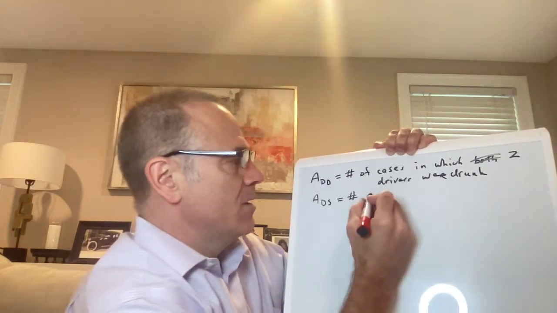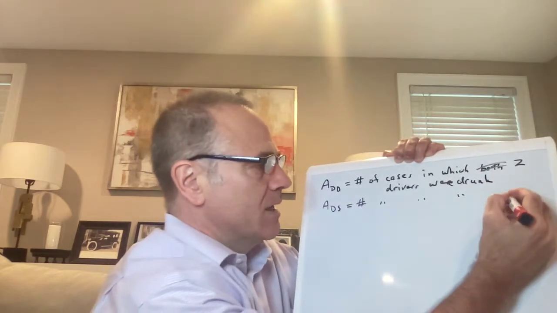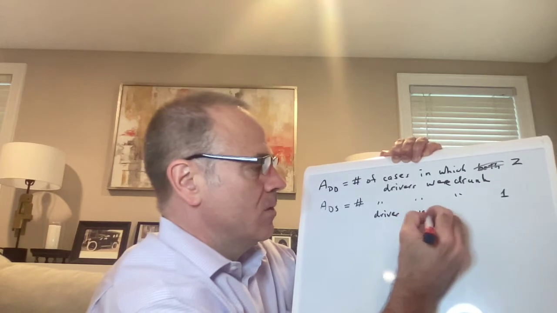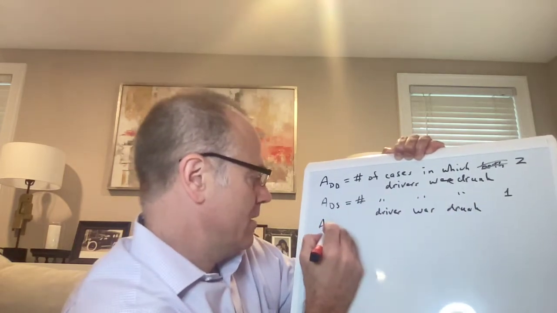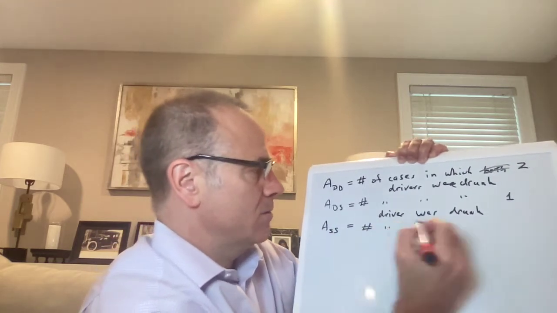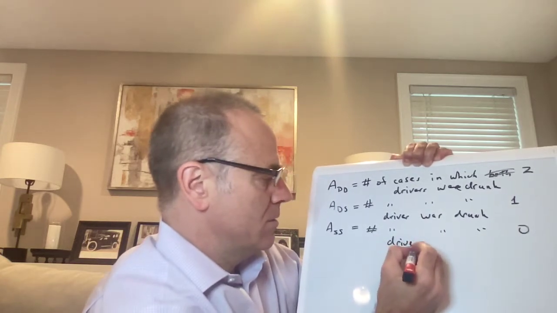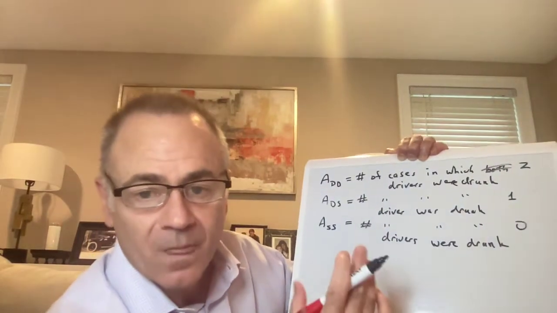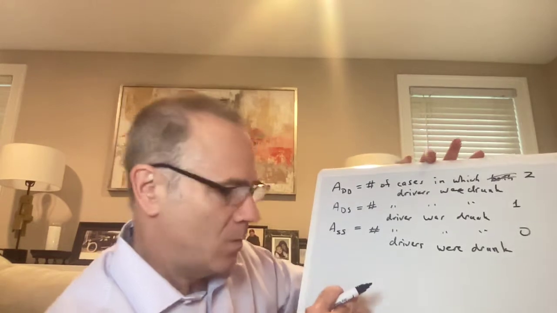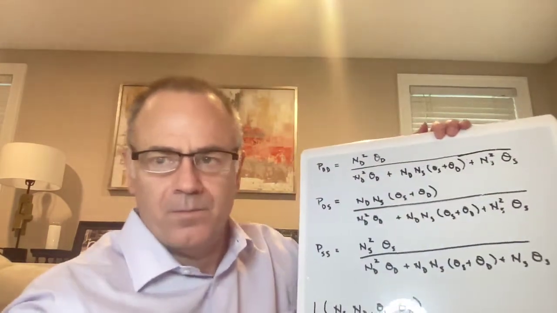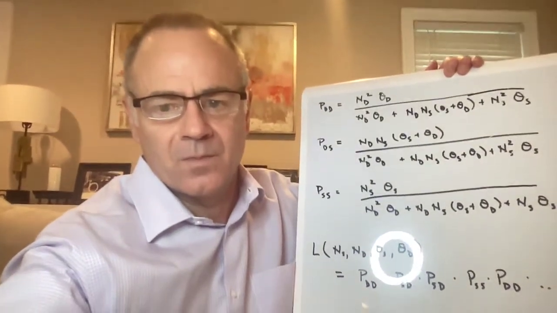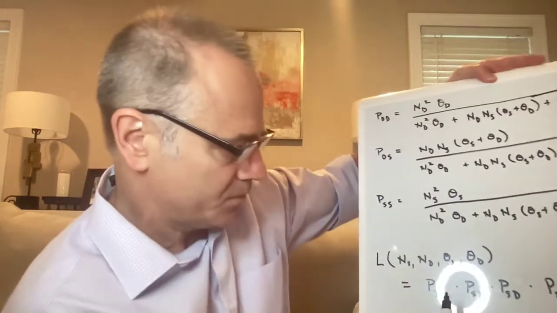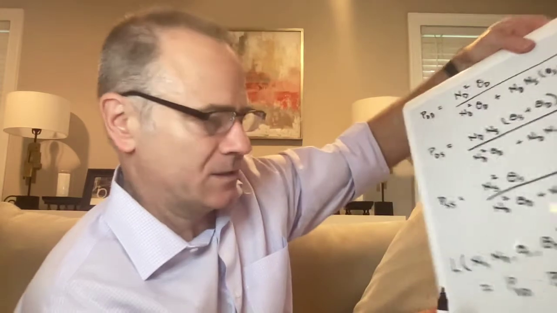A sub DS equals the number of accidents in which exactly 1 driver was drunk, and A sub SS equals the number of accidents in which 0 drivers were drunk. Okay, so we have that. Now, what that means, let me go back to our likelihood function. I think I'm going to rewrite it. Let's see if I can memorize this: DD, SD, SD, SS, DD.